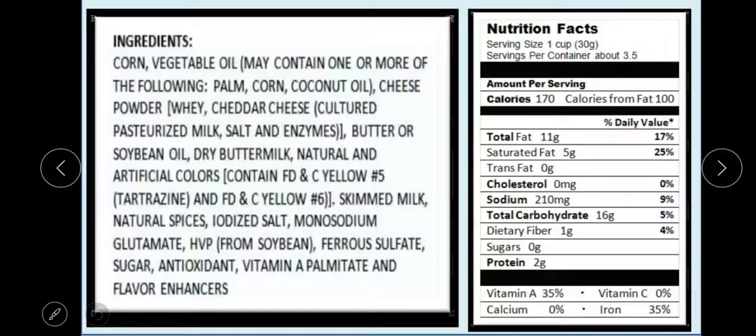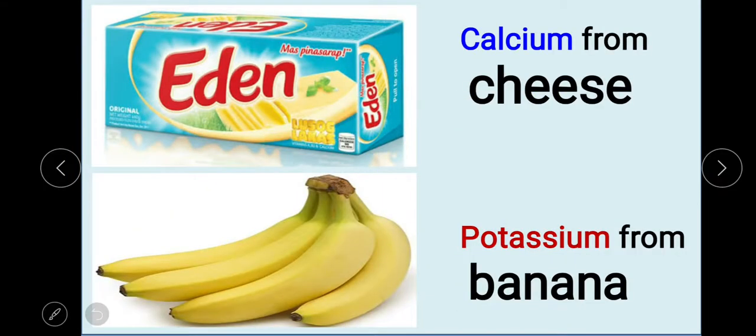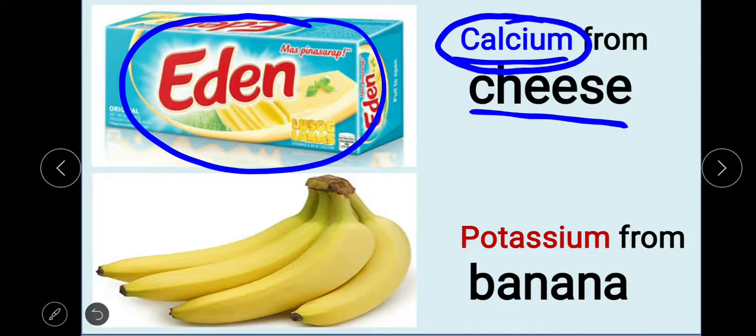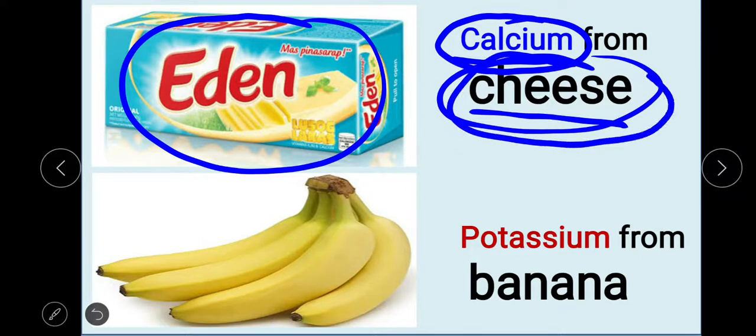Another thing is this. In this picture, please remember that I am not introducing this product. I am just using this product to show you that cheese contains calcium. You are not eating calcium alone as an element. You are eating calcium as a mineral because it is combined with other elements inside cheese. Cheese is composed of many elements, and one of them is calcium. Meaning to say, you are eating calcium but not in the form of an element but in the form of a mineral.